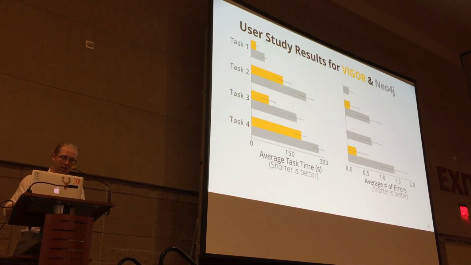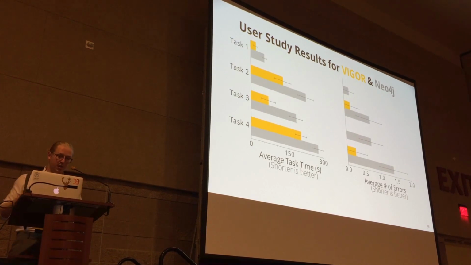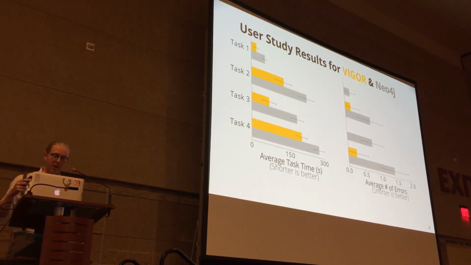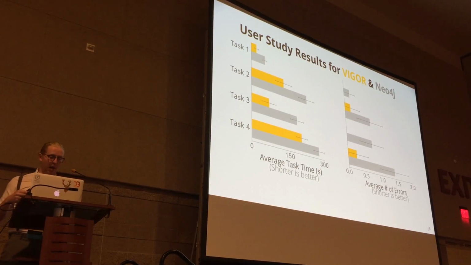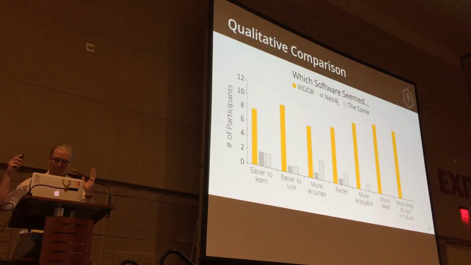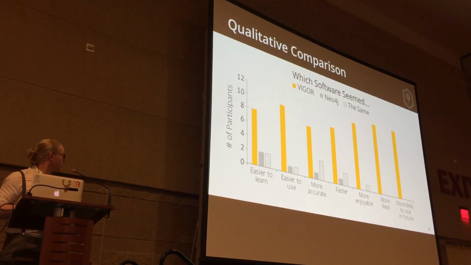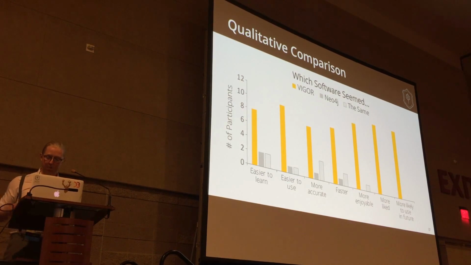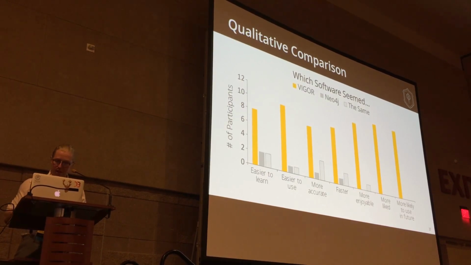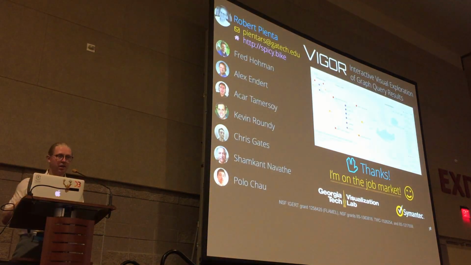The results of the study show that VIGOR is significantly faster and less error-prone than Neo4j, and you see this as a very positive sign. We also collected qualitative data, and again, people preferred VIGOR over Neo4j. And with that, finished.